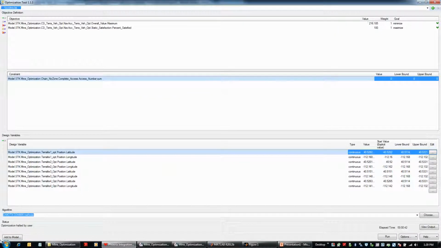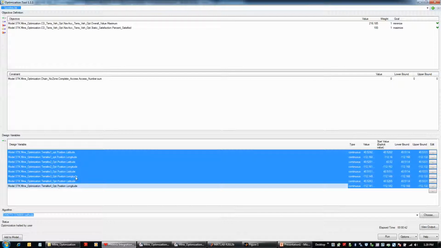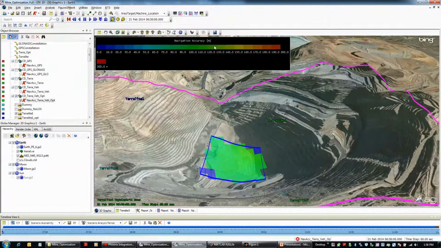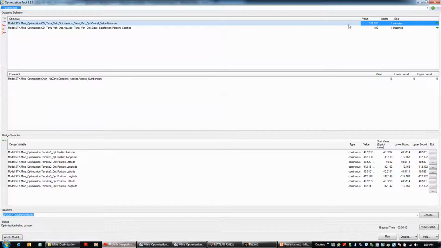So in the analyzer, what I did is I defined the design variables of these 4 terralites, their latitude and longitude, varying between a lower bound and an upper bound, which makes them move across the entire area. Our first objective is to minimize my navigational accuracy. That means I'm reducing this navigational accuracy in meters. The lower it is, the better it is. So that is what I define here.